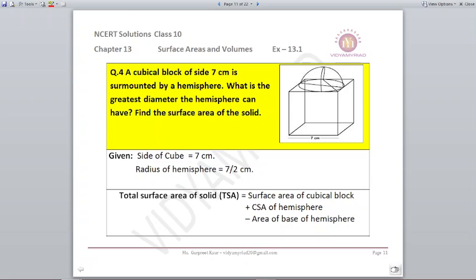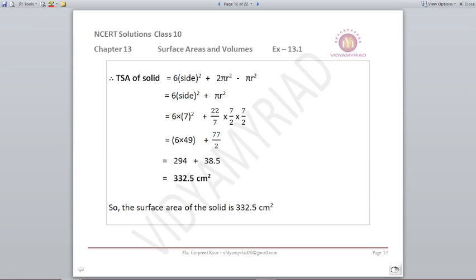Total surface area of the solid is made up of the surface area of the cubical block plus the surface area of the hemisphere, the curved part, minus the area of the base of the hemisphere. So that will be the TSA of the solid. So we will use the formula.